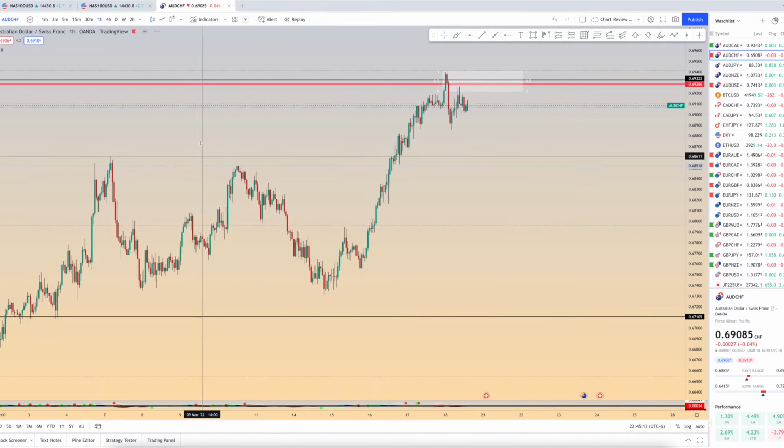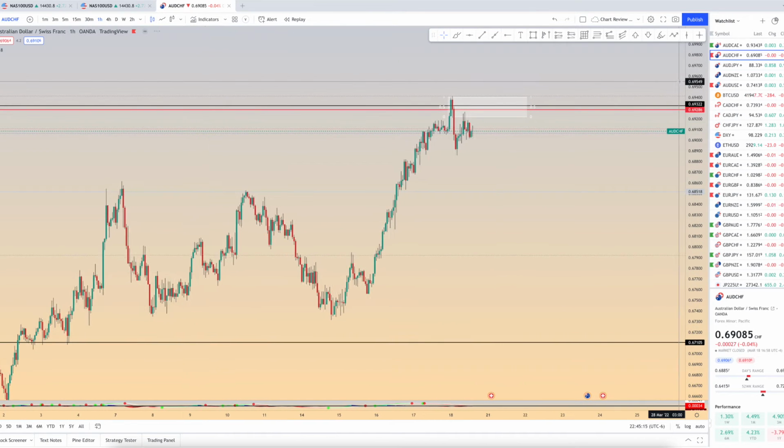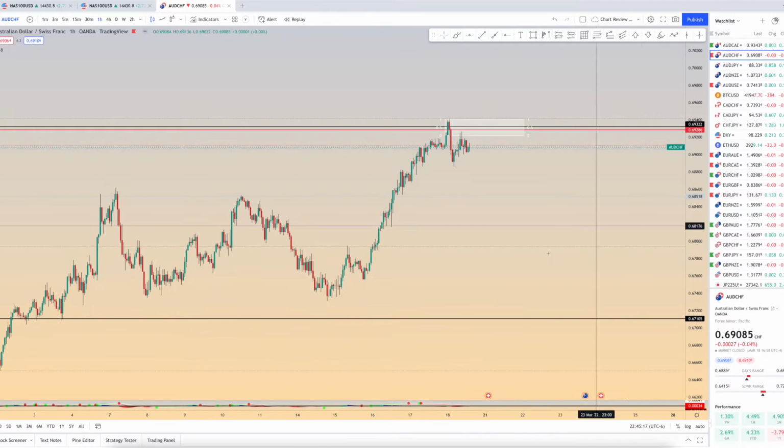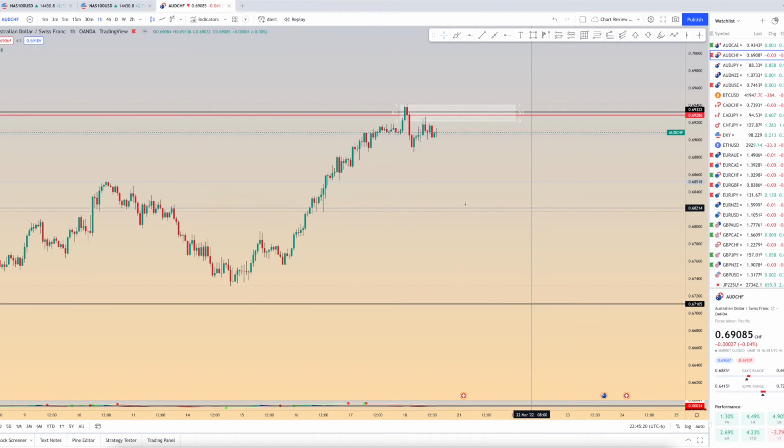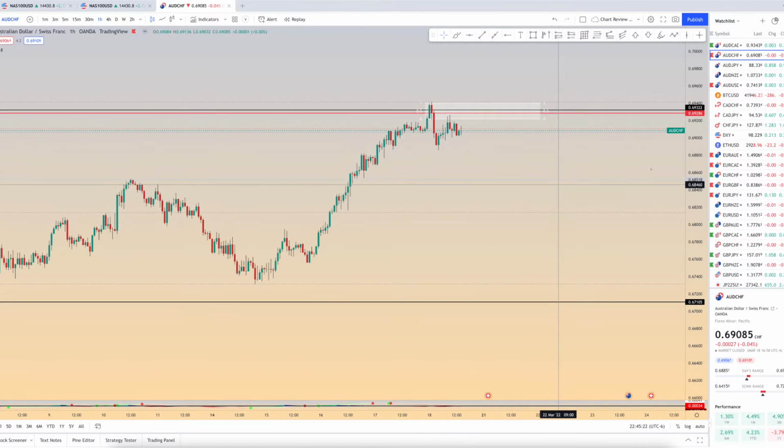Okay, now I just want to clarify, I am not a financial advisor. This is not financial advice. This is just my opinion and some trade ideas that I may potentially take, or throwing them out there, just to see if it moves in the way that I'm thinking. That's all. Okay, so that is what I expect from AUD CHF.